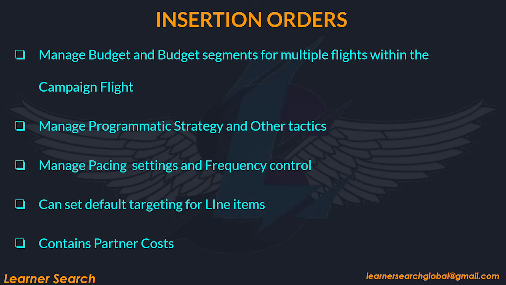At the IO level, you can manage budget and budget segments for multiple flights within the campaign flight. You can also manage programmatic strategy and other tactics. You can also manage pacing settings and frequency control. At this IO level, you can set default targeting for line items. It also contains partner costs.